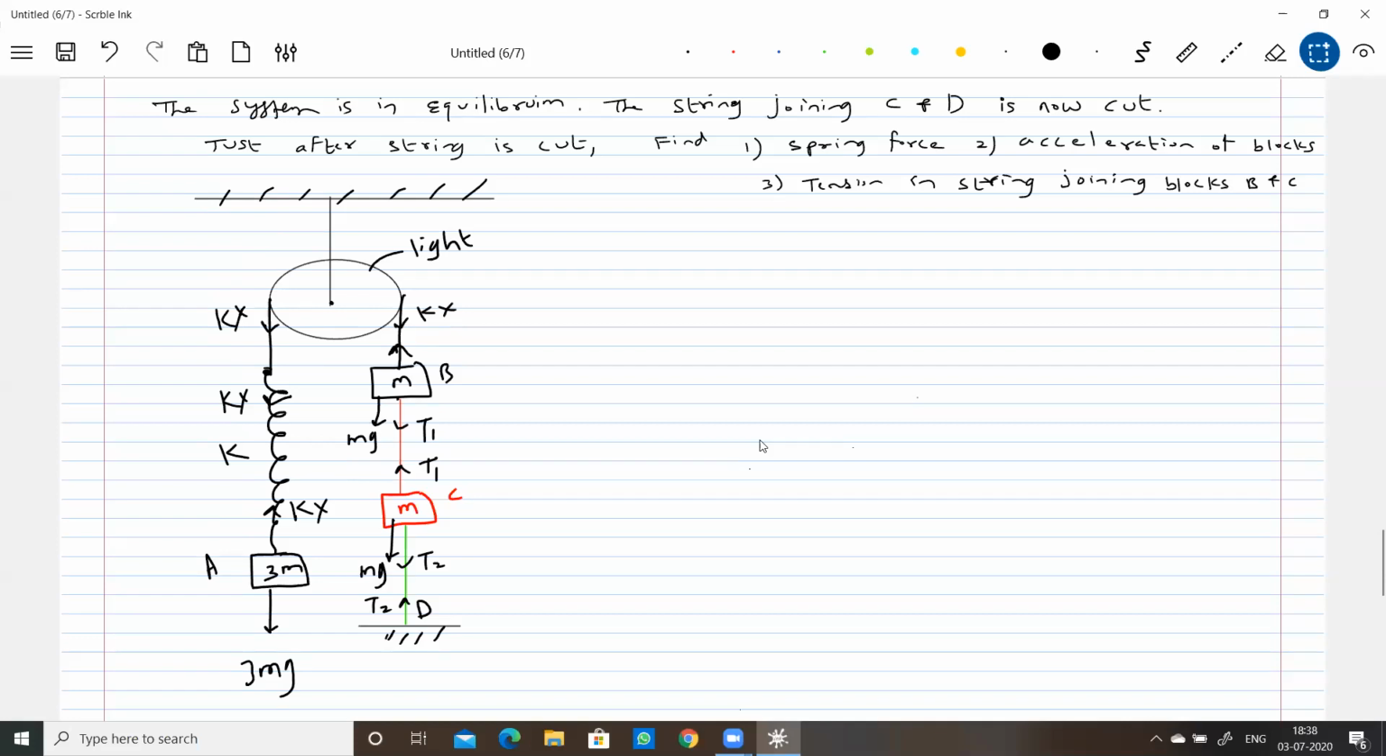Okay, let's write all the equations. Then I'll come to the later part. What should be the kx equal to? 3 mg only. The system is in equilibrium. kx is equal to 3 mg.